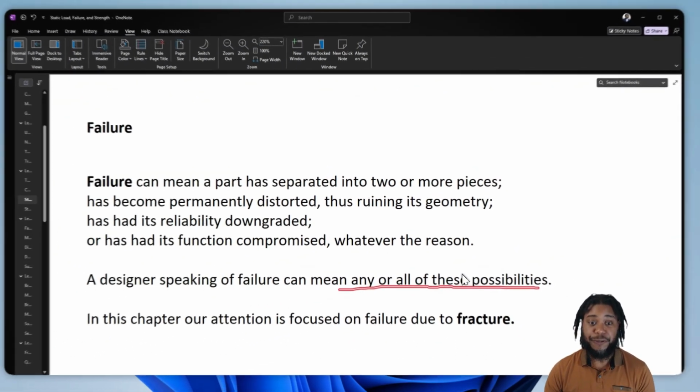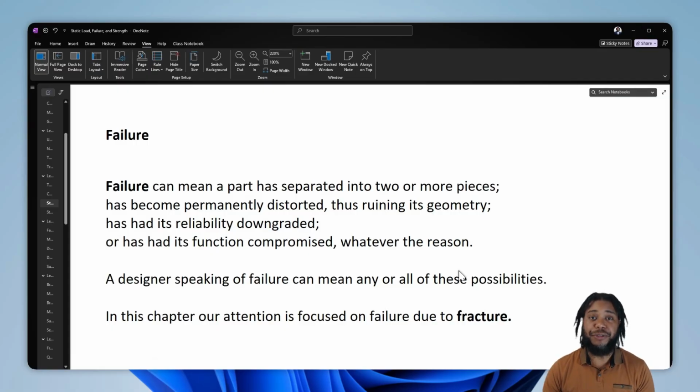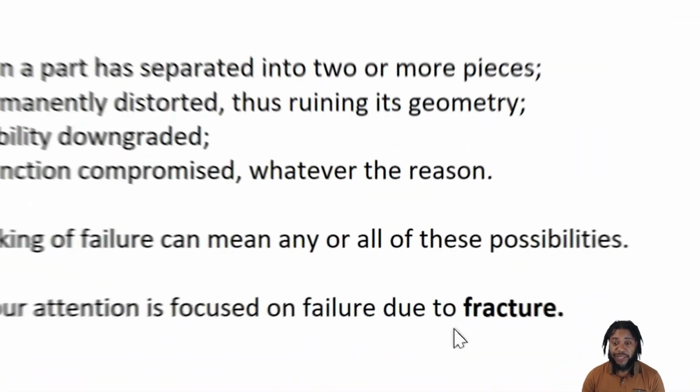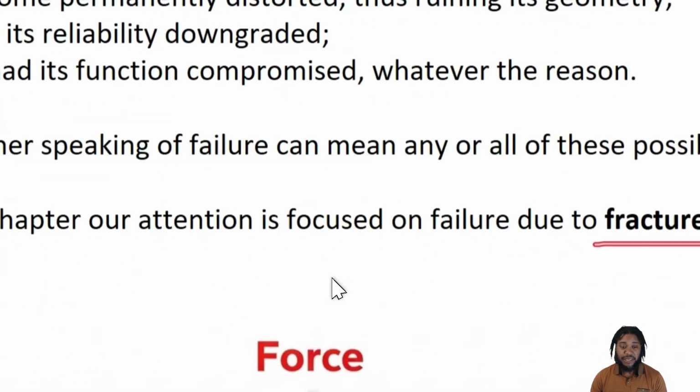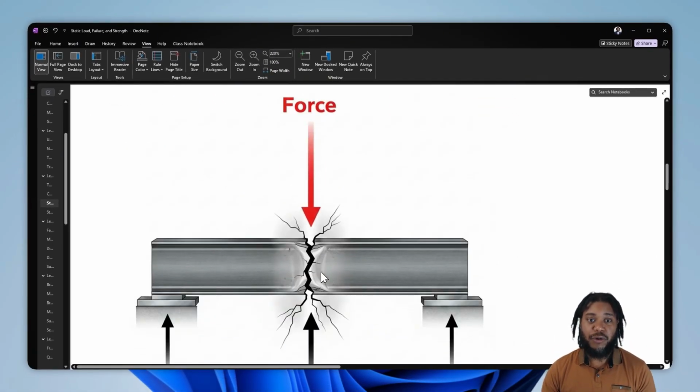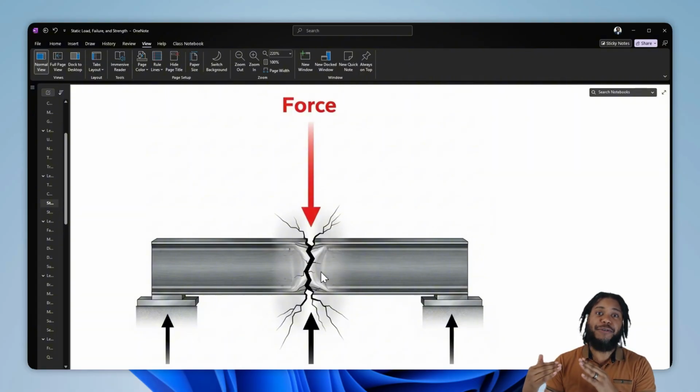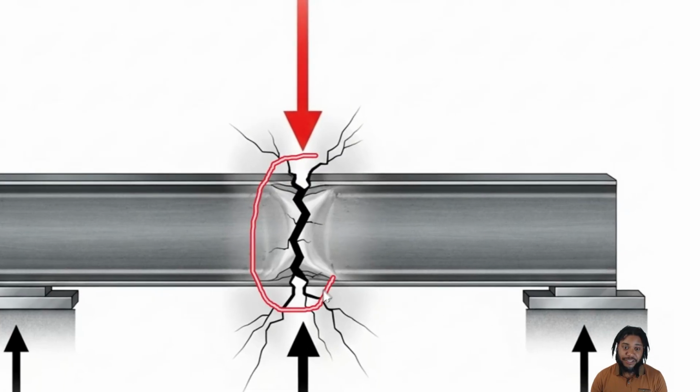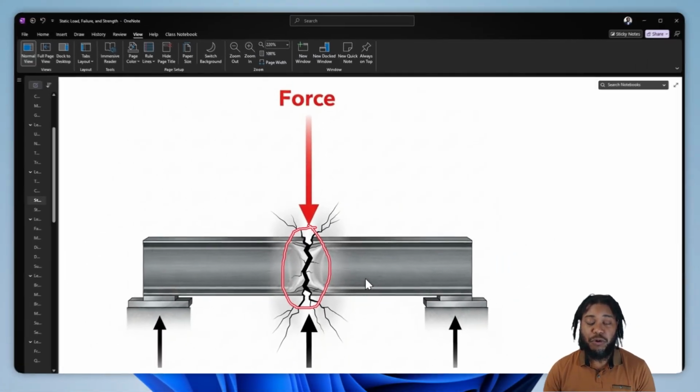As an engineer or as a designer of a part or a structure, failure can mean any or all of these possibilities. Now, in this chapter and in our book, we're going to focus on failure which is related to fracture. That is where our static load is increased until it reaches a critical value, the break force, at which our part separates into two or more pieces.